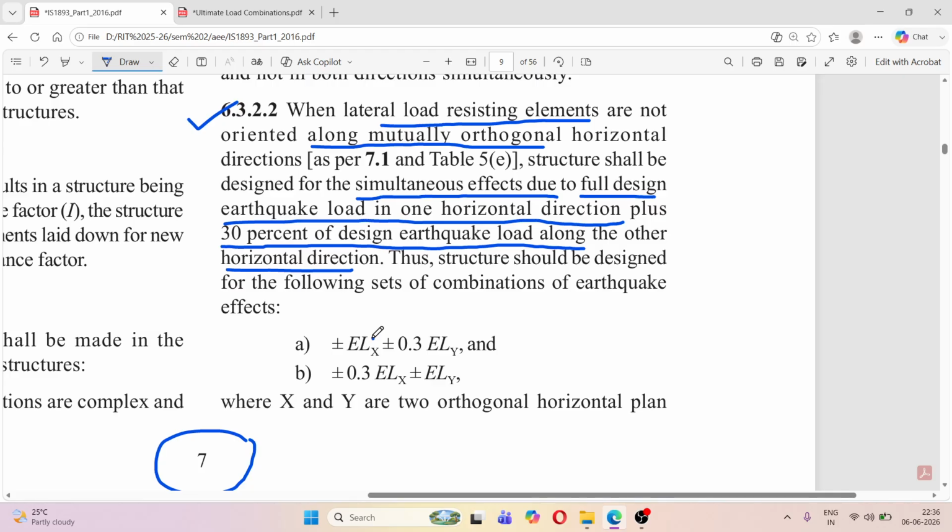That means, for example, if you are considering earthquake in X direction full, that is 100%, plus or minus ELX, then you have to consider 30% of earthquake in Y direction. So this will be the case: plus or minus ELX plus or minus 0.3 ELY, or plus or minus 0.3 ELX plus or minus 0.3 ELY.